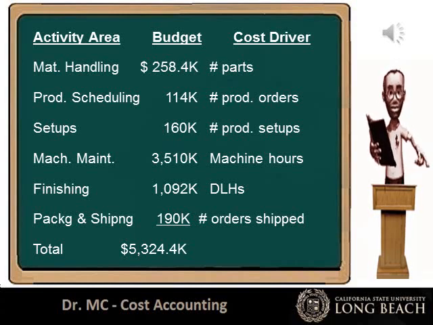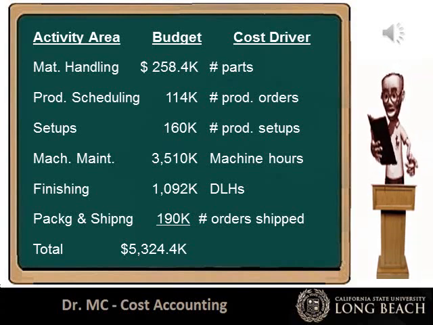The first activity is material handling, which costs $258,400 to perform. The driver for this activity will be the number of parts contained in the product produced. The second activity is production scheduling, which costs $114,000 to perform. The driver for this activity will be the number of production orders used by the product produced. The third activity is setting up machinery for production runs, which costs $160,000 to perform. The driver for this activity will be the number of production setups used by the product produced.